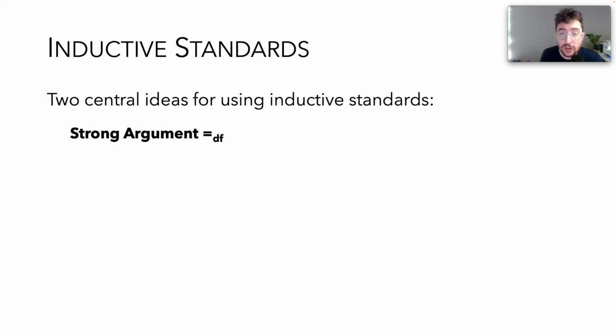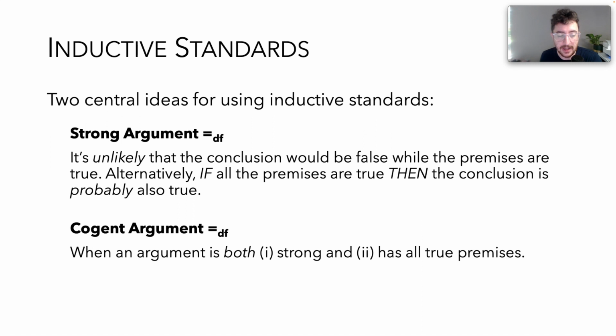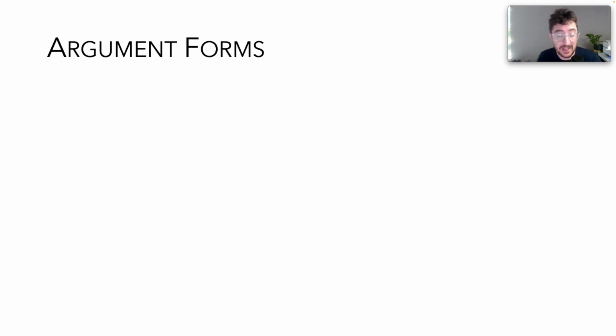Now, there are two central ideas that you need to think of when using inductive standards. The first is strength. A strong argument is one where it's unlikely that the conclusion would be false while the premises are true. A cogent argument, then, is an inductive argument that is both strong and has all true premises. We can talk about some common forms of inductive argument that people often use.